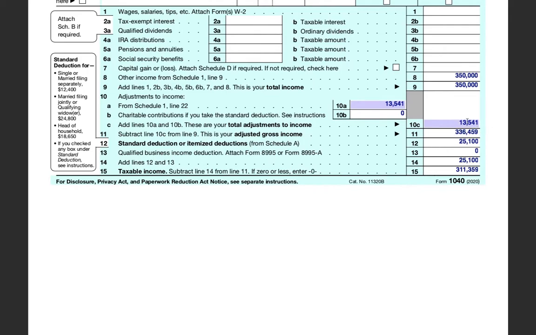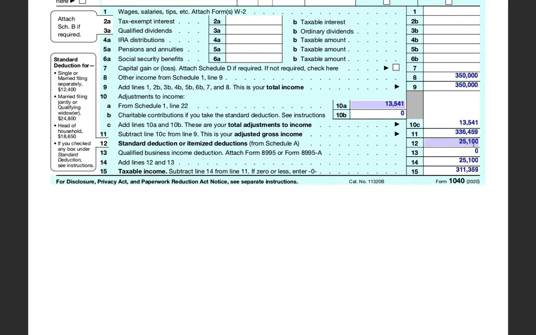So you can see here, if your marginal tax is 24%, this will save you 24% on this amount, right? This is the reduction. This is actually your AGI. So basically, 50% of your self-employment tax is an above-the-line deduction. Anything that reduces your AGI is above the line, which is a good thing. It reduces your adjusted gross income.